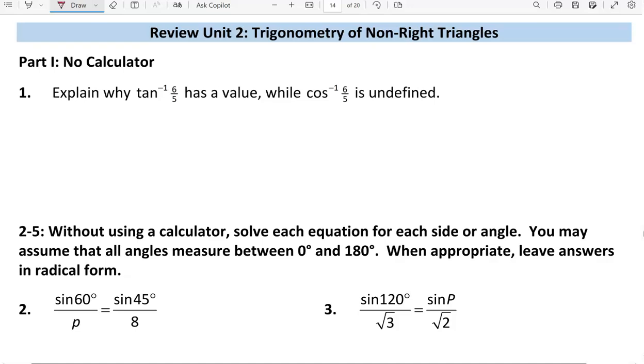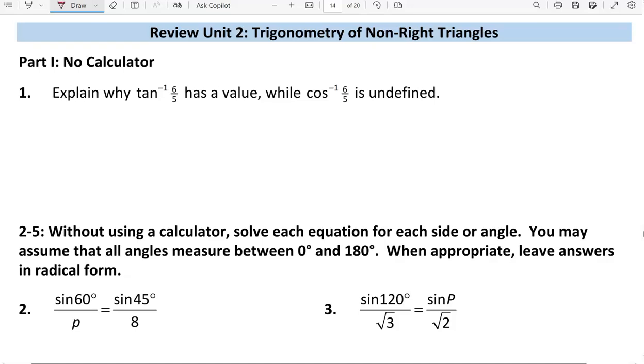This is a video walkthrough of the solutions to the review for Unit 2. Part 1 of the review is without calculator, and our first question asks why tangent inverse of 6/5 has a value while cosine inverse of 6/5 is undefined.